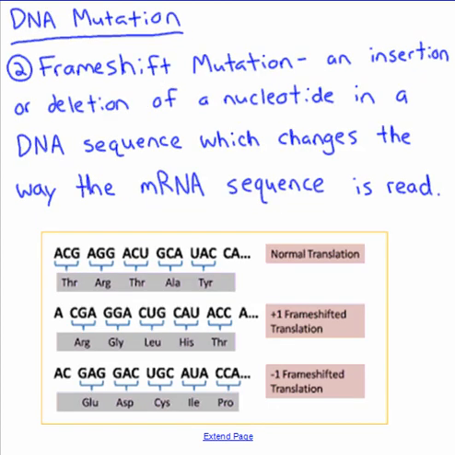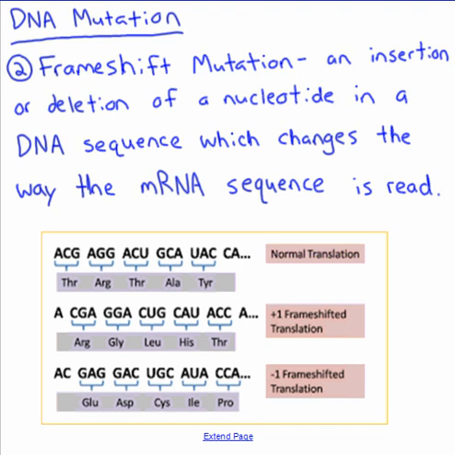Now, a frame shift mutation is a bigger deal, and it affects more genes and more amino acids as well. So this is where there is an insertion or deletion of a nucleotide. So we're still talking about a DNA sequence, but an insertion or a deletion of a nucleotide, and this results in a change to the way the mRNA sequence is read. So here, you got to remember DNA makes mRNA, and mRNA makes protein. Proteins are made up of amino acids.